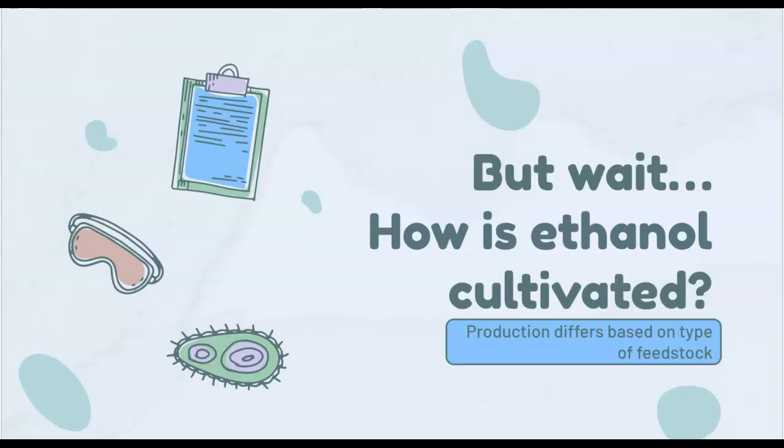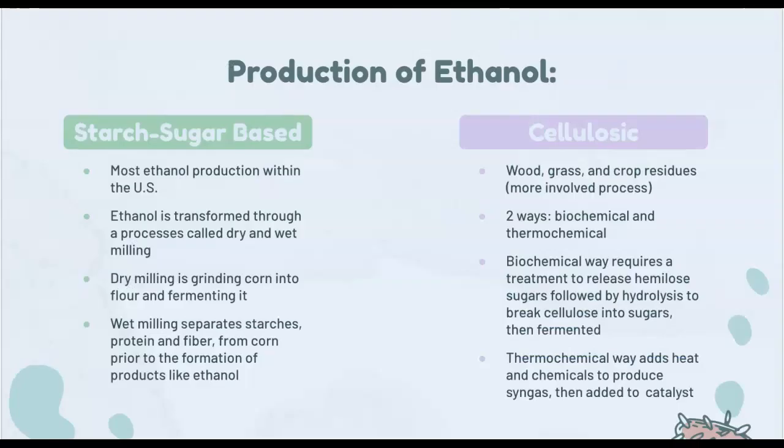But how is ethanol cultivated? Production in general differs based on the type of feedstock, or the type of crop grown and used to produce ethanol. So there are two types of production based on what kind of feedstock is being used. These are the two production methods: there's the starch sugar-based production and the cellulosic production method. Most ethanol production within the US is starch sugar-based.